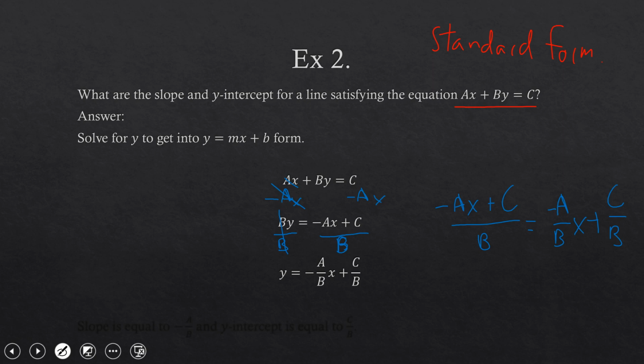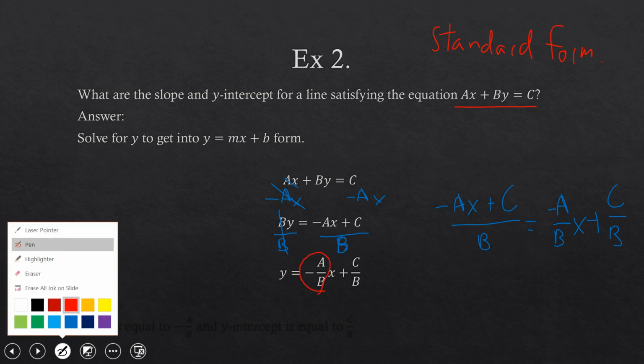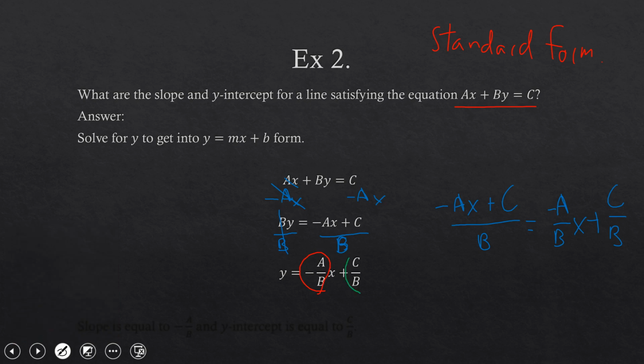We don't have m's and b's, but we should be able to identify that this here is our slope. And this here is our y-intercept. The slope is equal to negative a over b, and the y-intercept is equal to c over b.